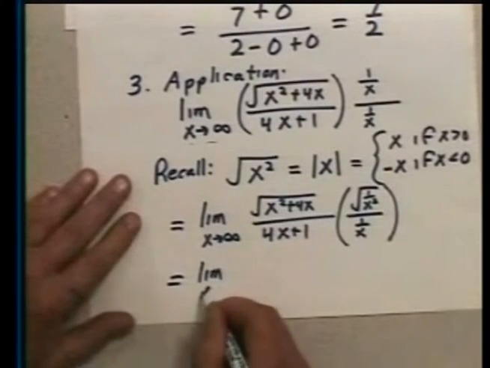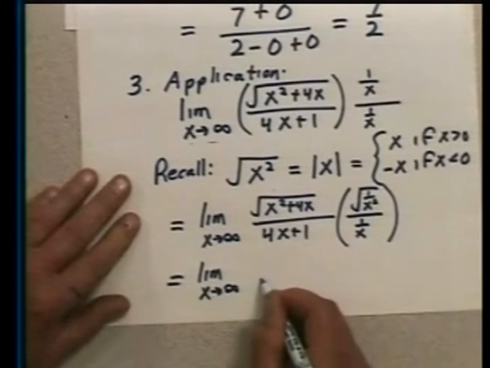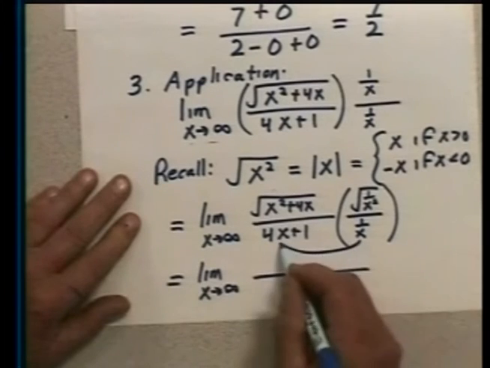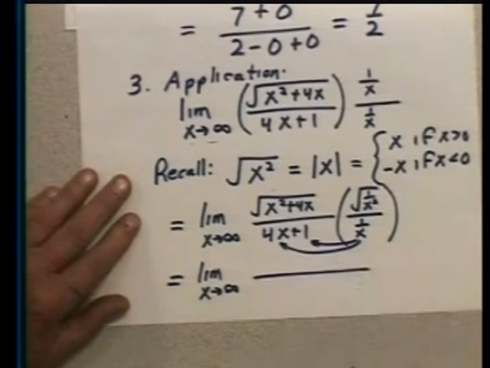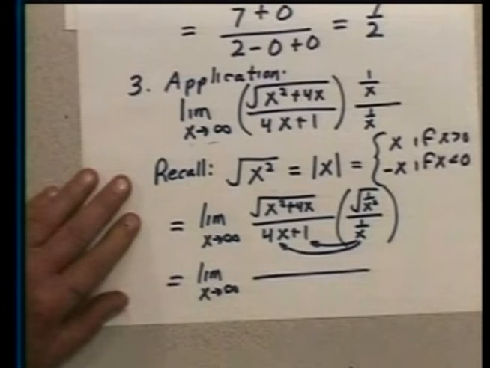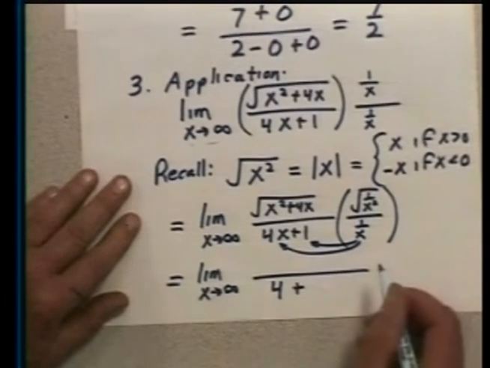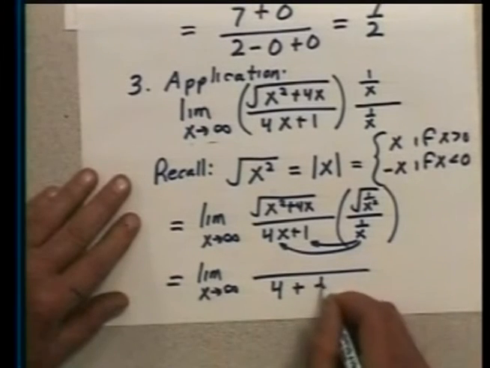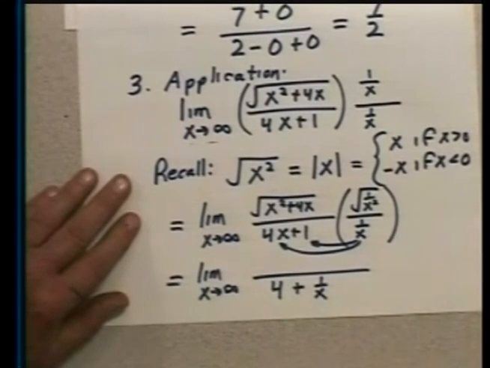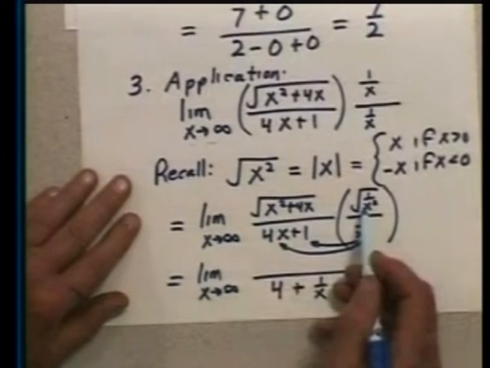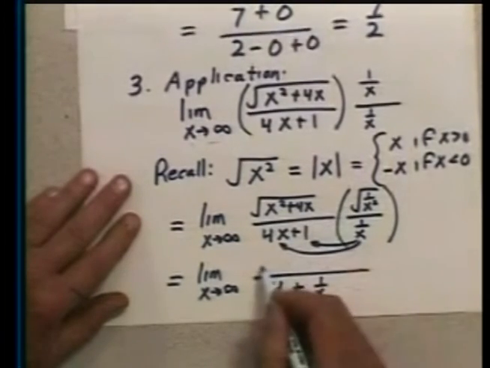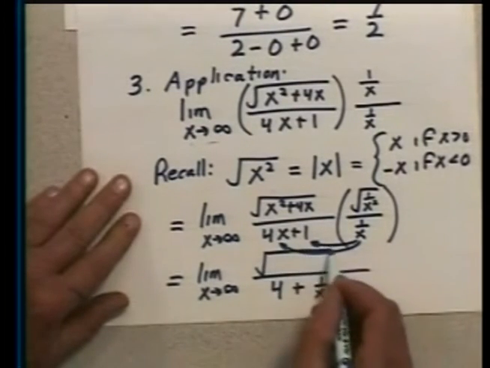This is the limit as x approaches infinity. The bottom is easy. Distribute this and you'll get, what's 4x times 1 over x? 4. What's 1 times 1 over x? Okay? Now that these are both radicals, I can actually multiply them. And if you multiply two radicals, you get a radical back.